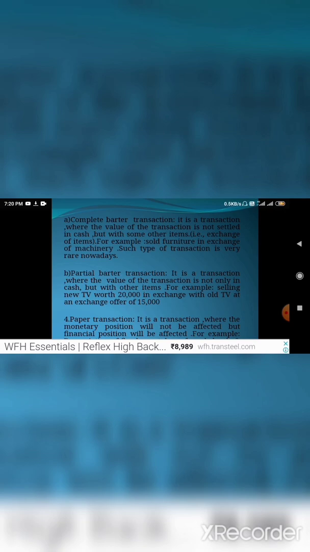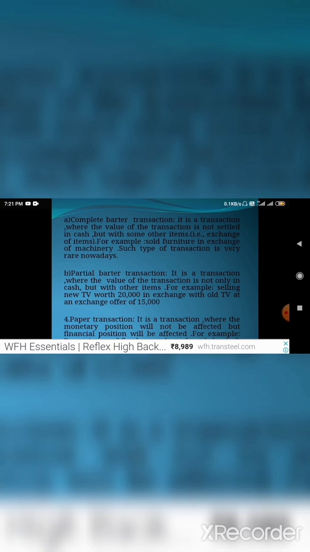Next, partial barter transaction. It is a transaction where the value of the transaction is not only in cash but also in other items. For example, selling a new TV for 20,000 in exchange for an old TV at an exchange value of 15,000. This statement explains that for a new TV worth 20,000, he gives an old TV in exchange at 15,000. So you will lose 15,000.